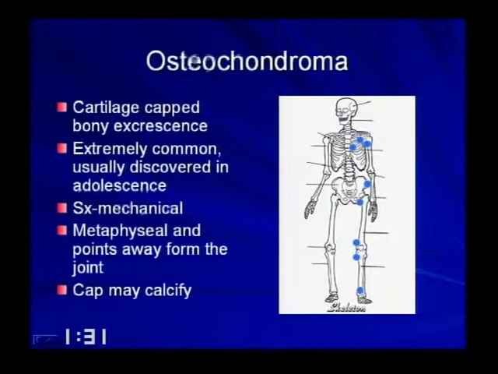Other benign cartilage lesions, osteochondromas, are common. Very common. They tend to occur around joints. They point away from the joint. You can follow the normal medullary space into these things. Their symptoms in kids are usually mechanical. These adolescents know they have a hard mass, say, at their knee. So they're usually very much aware that they have an osteochondroma.